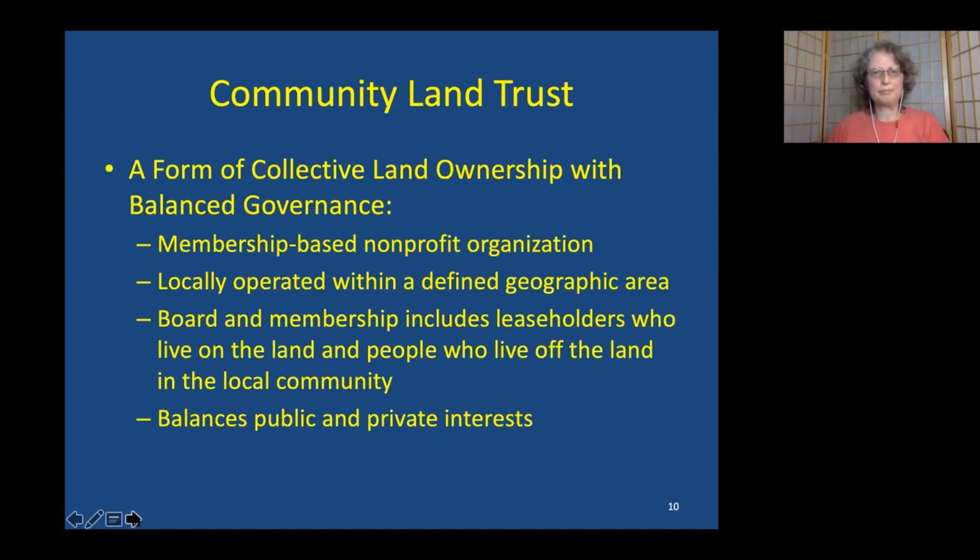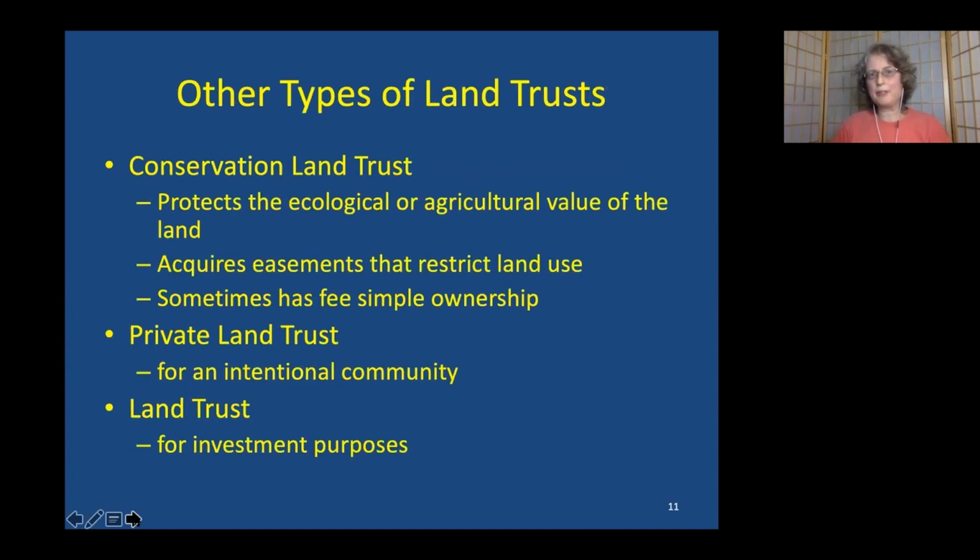How do they differ from other types of land trusts? Well, the type of land trust that is possibly the most common one are conservation land trusts. Those focus specifically on protecting the ecological or agricultural value of land, and they typically do that by acquiring easements that restrict land use. Sometimes they may actually have a fee simple ownership of land. But most of the time, the land in a conservation trust has a different fee simple owner, and the land trust just has an easement.